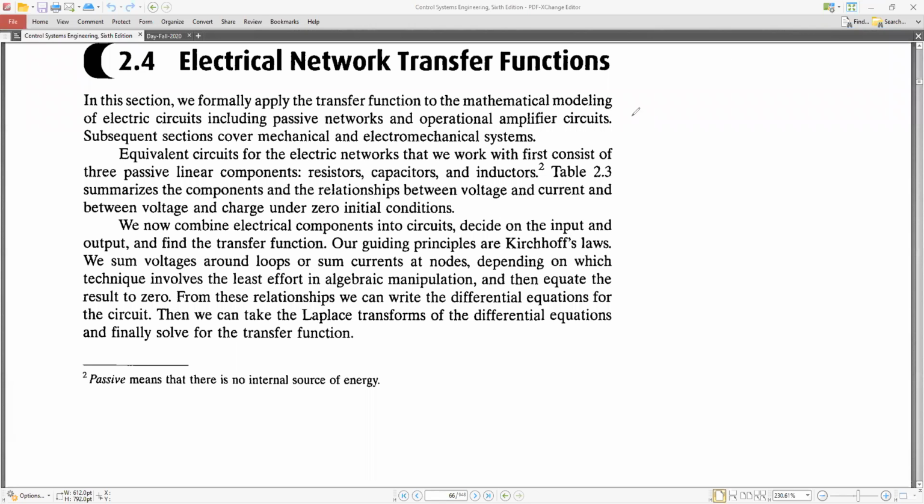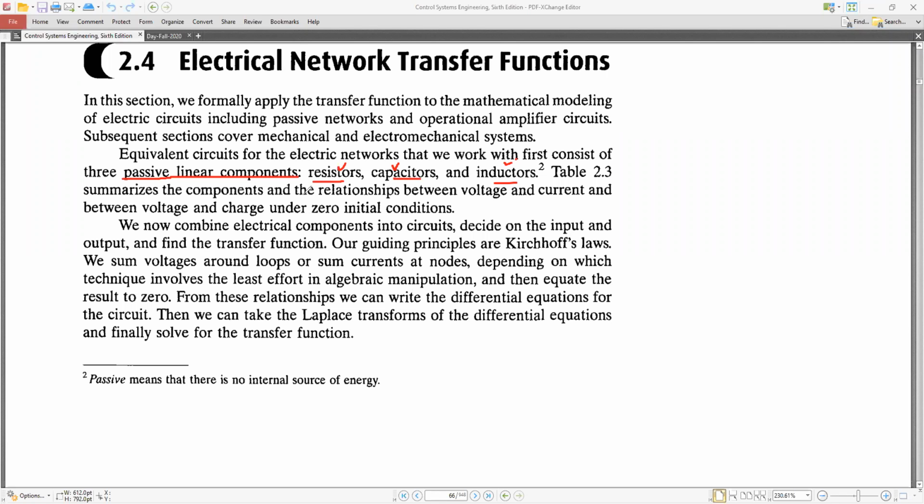Electrical network transfer functions. Actually, there are three things. Consider passive linear components like resistor, capacitor, and inductor. So how many passive components are there? Three components: resistor, capacitor, and inductor. Remember this.